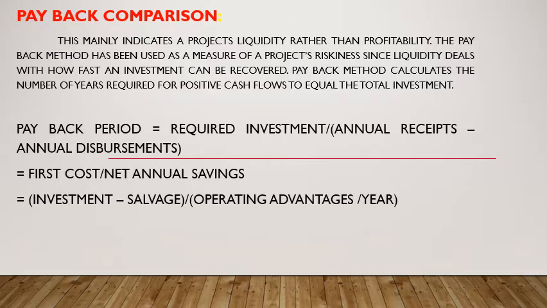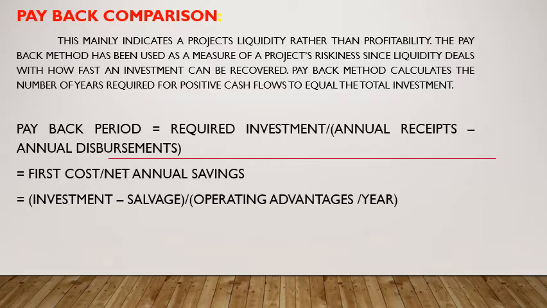That is the net profit. The denominator contains the net profit, or the net annual savings, or the operating advantages per year. Many terms are used. So first cost divided by the net annual savings, that is another formula used.